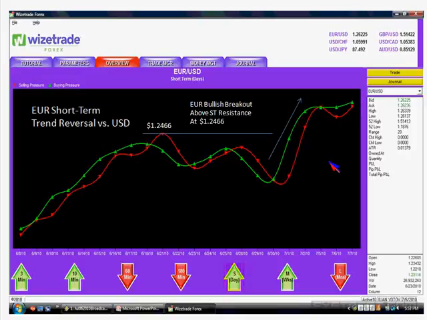Looking ahead of the third quarter, I brought your attention to the euro producing a short-term trend reversal and a breakout above $1.2466, the $1.245 area at that point being the level of resistance. And I said, okay, so this is a short-term bullish breakout above a short-term resistance level. But it was more than that. And I explained at that time what that was.